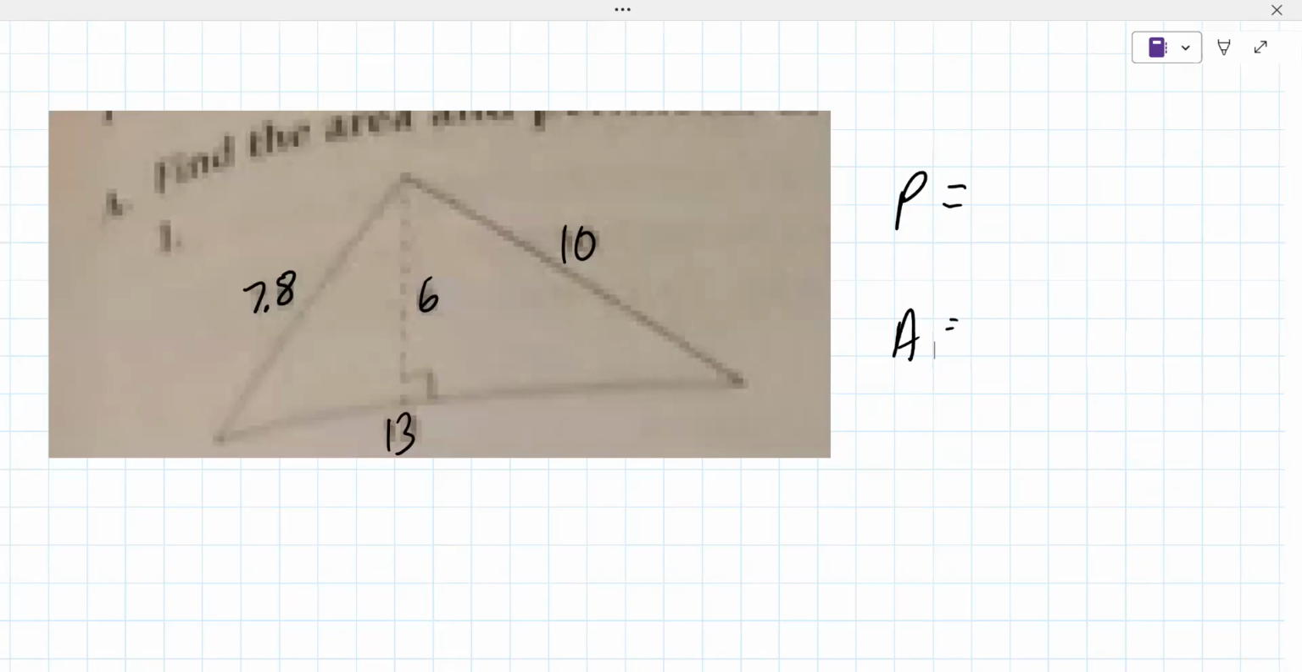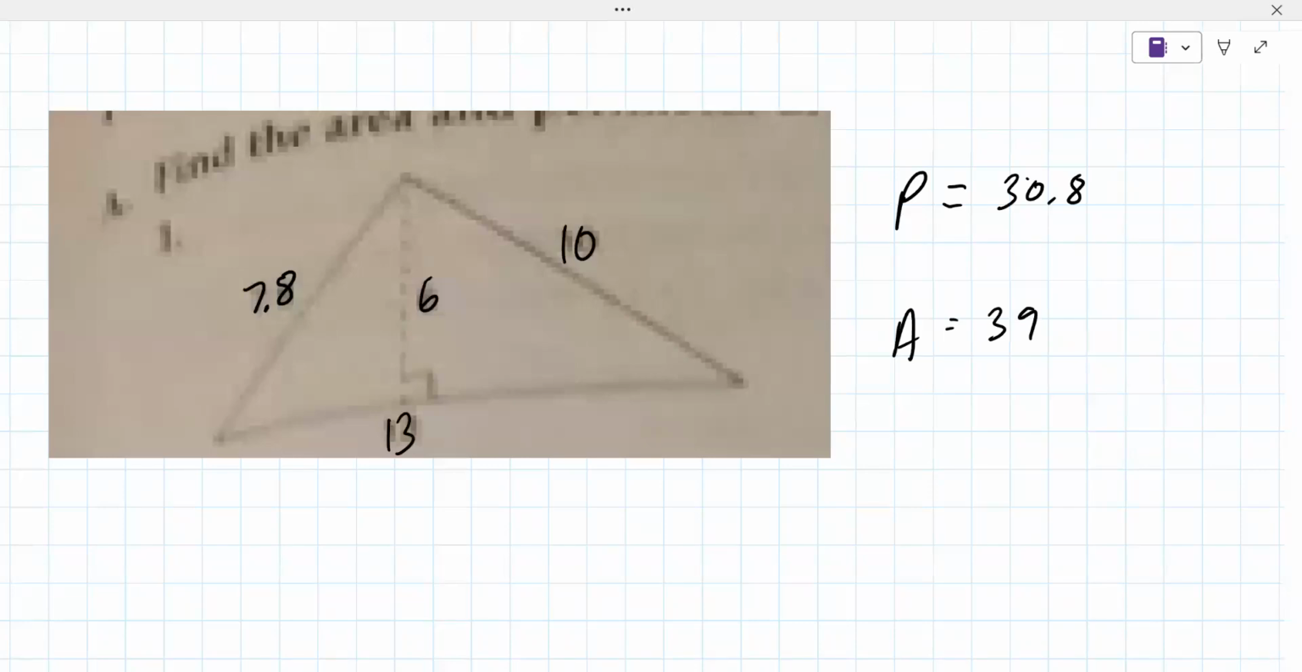So for the perimeter for this one, the perimeter is 30.8 and the area is 39. Yes. There are no units this time, so not much to say there.